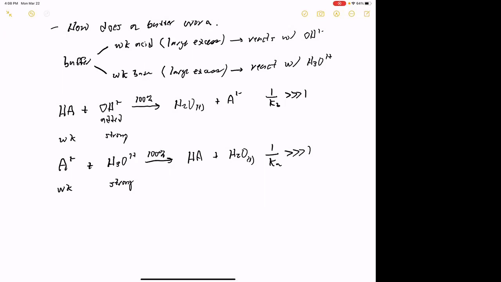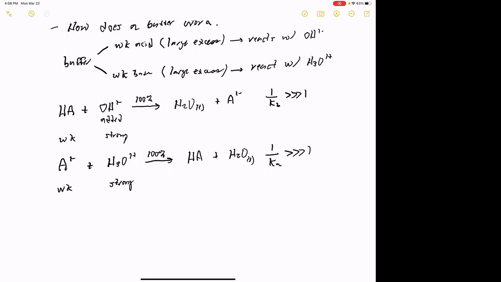Okay, so what's actually happening? Well, remember that I have that ratio of base to acid in there. And what I make is what I get until I add a strong acid or base to it. So if you think about it, what's happening?